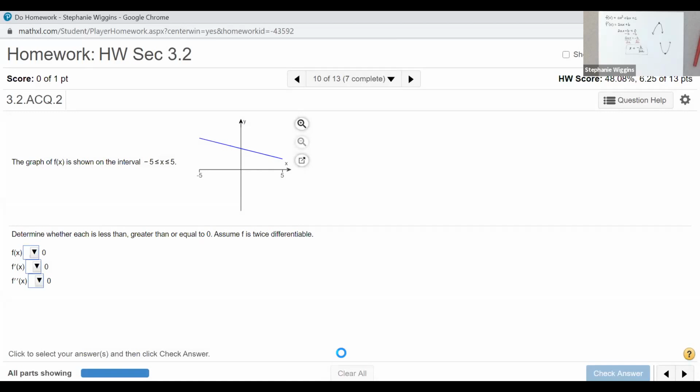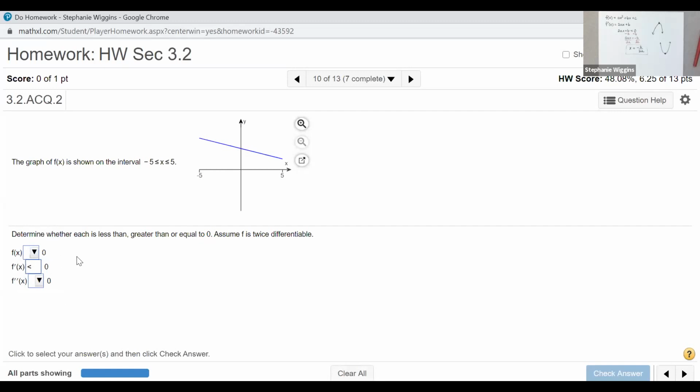The graph of f of x is shown on the interval. Notice this is a linear function. It says determine whether each is less than, greater than, or equal to 0, and assume f is twice differentiable. Well, because this is a linear function, when you take the first derivative, you're going to get a constant, right? And what is that constant? Well, it's the slope of the line. The first derivative is the slope of the line. The slope is obviously negative because see how the line is going down, it's decreasing, and it's slanted this way, so it's a negative slope. So the first derivative is less than 0.